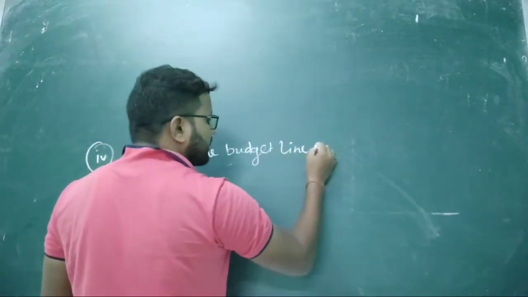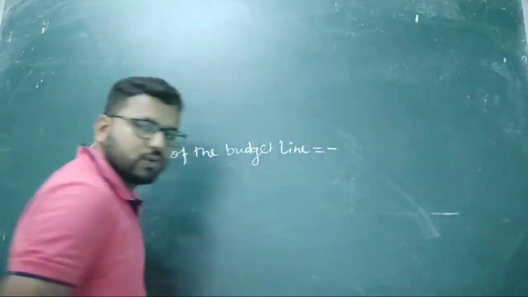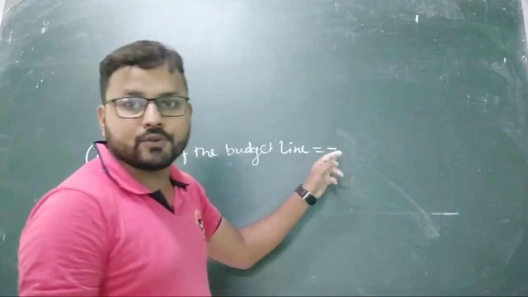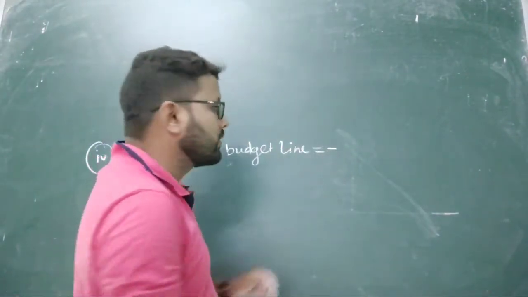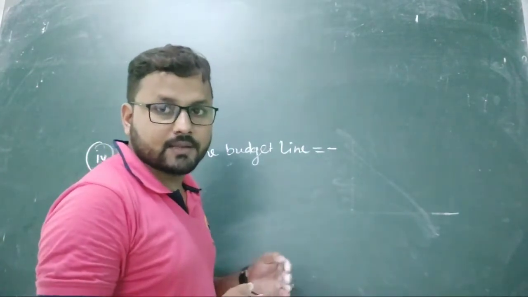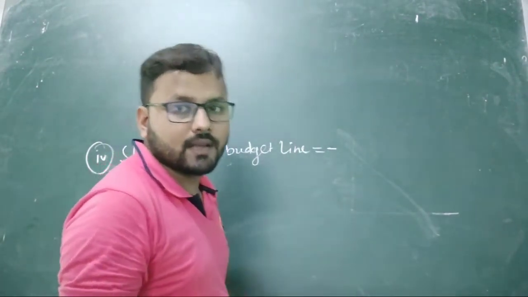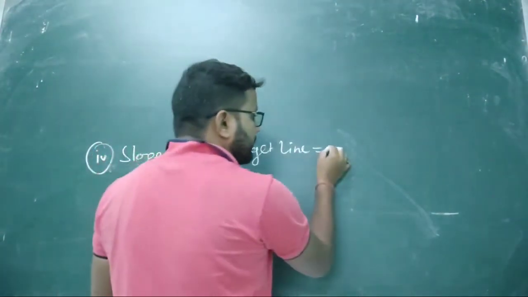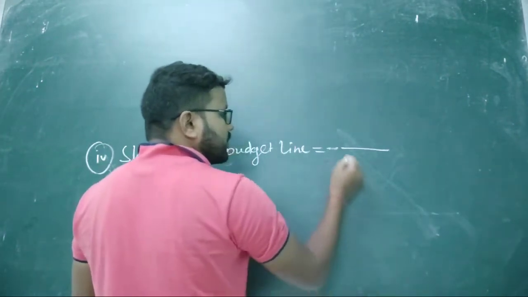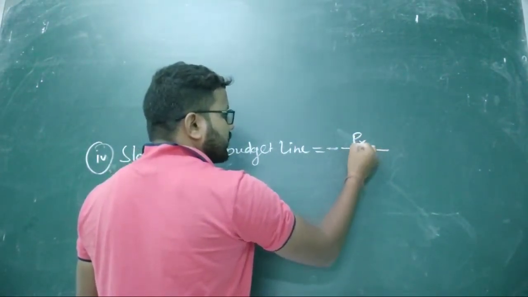Slope of the budget line is equal to minus. You have to give the minus sign here because it has a negative slope. Negative means an inverse relationship: if a consumer wants to consume one commodity more, then he has to sacrifice the other. Therefore you have to give the minus sign. Minus what? It is nothing but the ratio of prices.